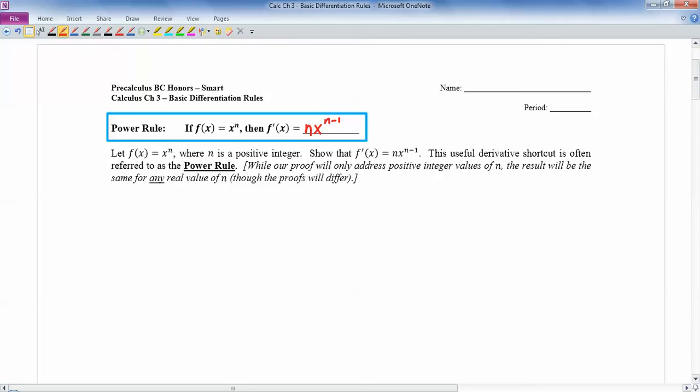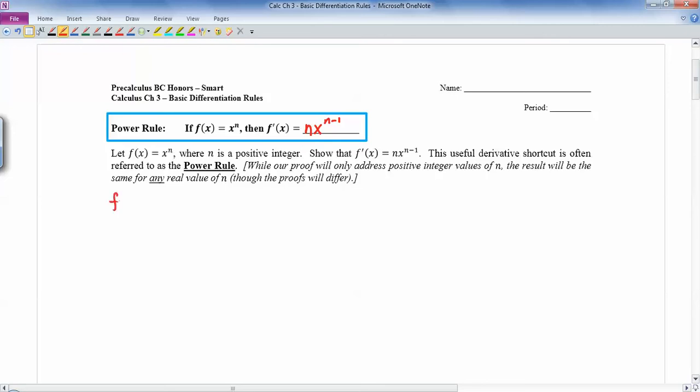So what we're going to do is prove the case where n is a positive integer. Now, this rule works for any value of n that we want, but we're just going to deal with the positive integer proof. So let's take a look at it.